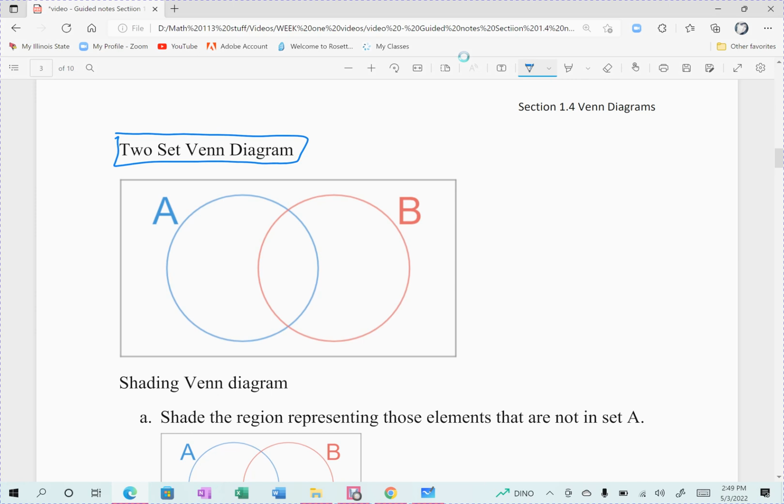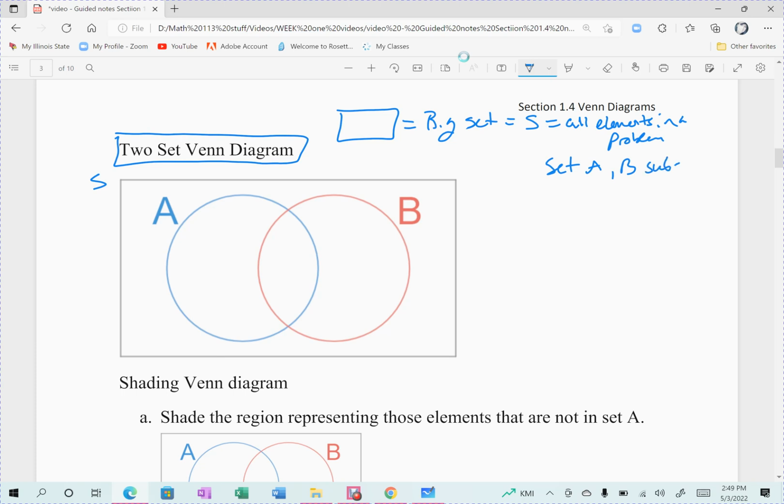And so what we usually do is the rectangle is the big set, which again we often label S. So that would be the set, everything under consideration. That's all the elements in a problem. That's the big set. And then sets A and B would be subsets. A would be a subset of S, B would be a subset of S.